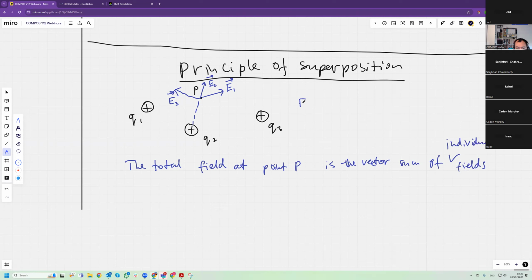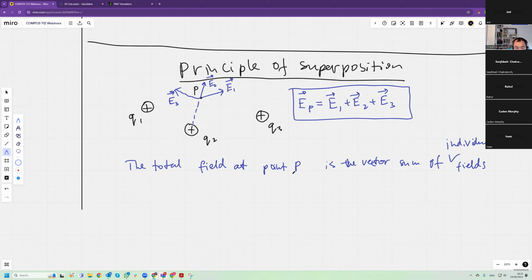And that means that the electric field at point P is equal to electric field 1 plus electric field 2 plus electric field 3. That's called the principle of superposition. So we superimpose the fields. So there are 3 fields and they produce a total field.